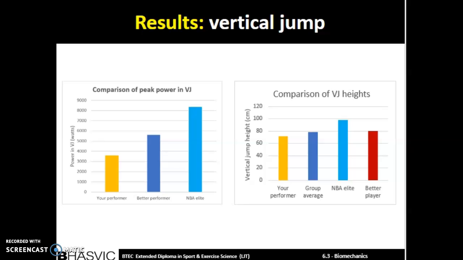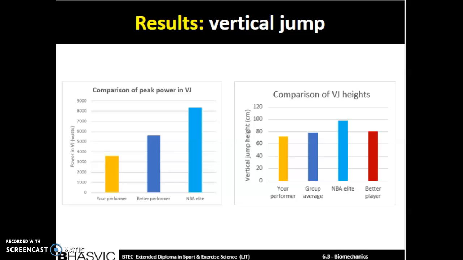get some rebounds. However, my better performer and my own performer have a lot less watts than the NBA elite player. However, my performer has the lowest of them all, and this may be because of their body mass. Their body mass may be quite light, as peak power is the body mass times the jump height. So that may be a factor.